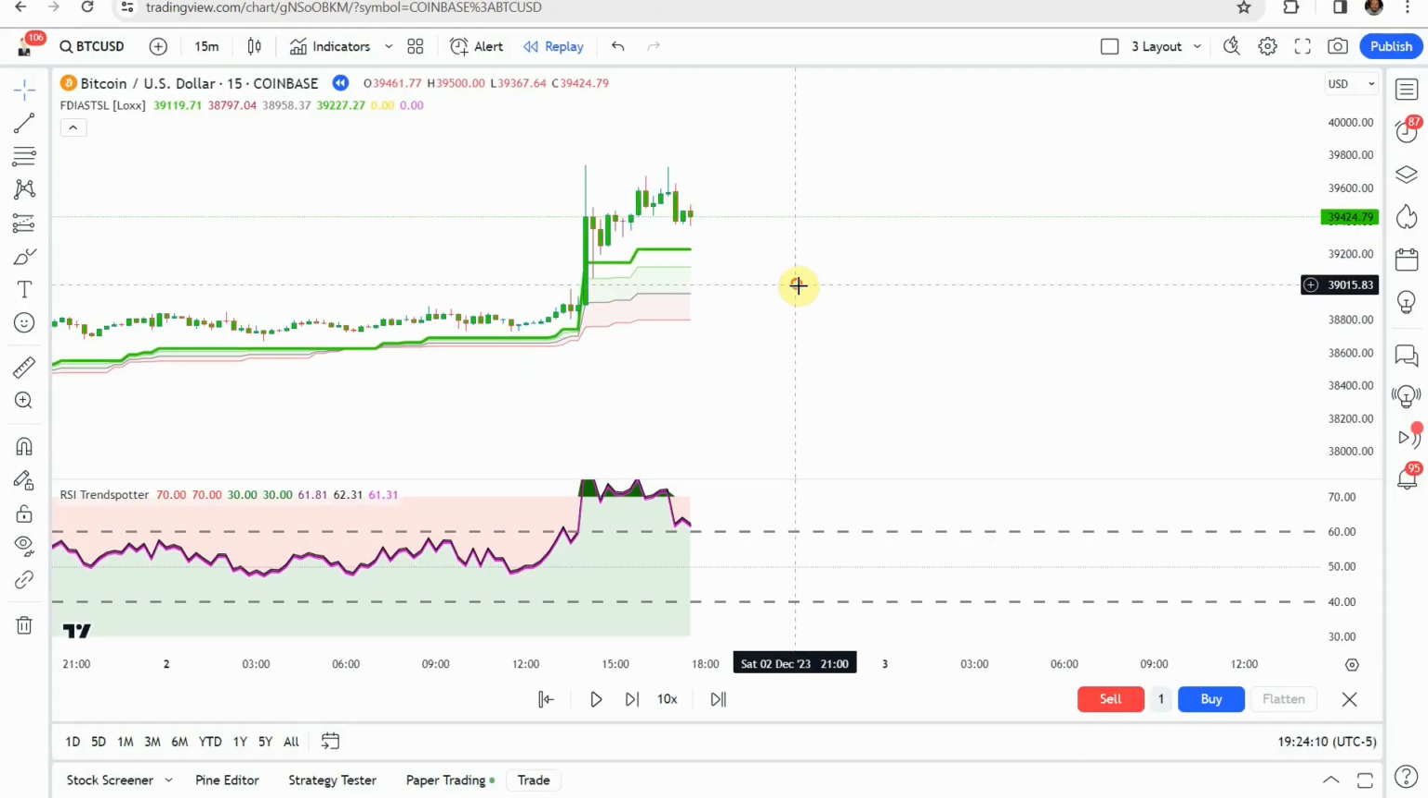Let's go ahead and look at the strategy here. So we're going to go ahead and put this one on the no list. Obviously didn't work out too well.